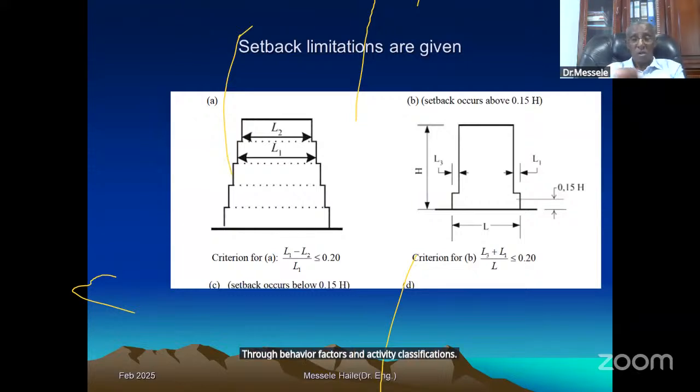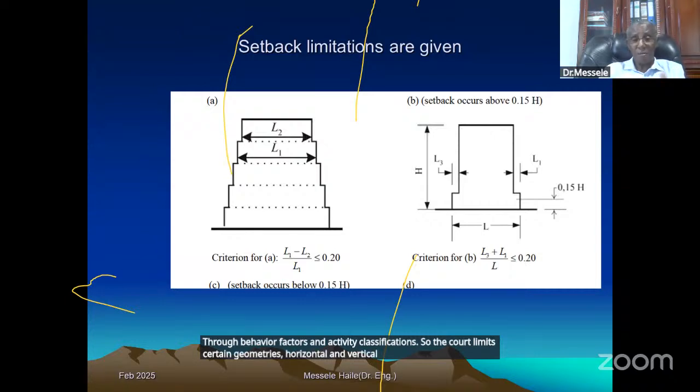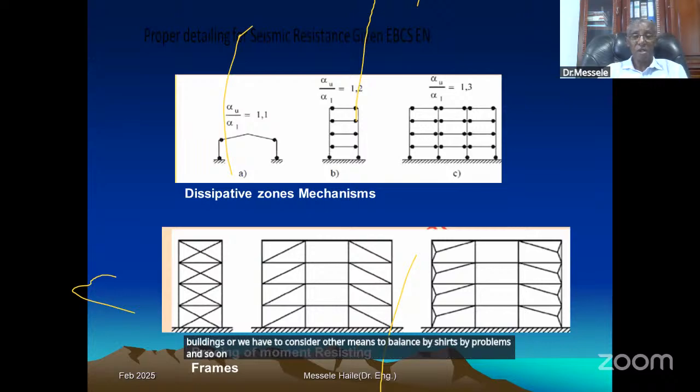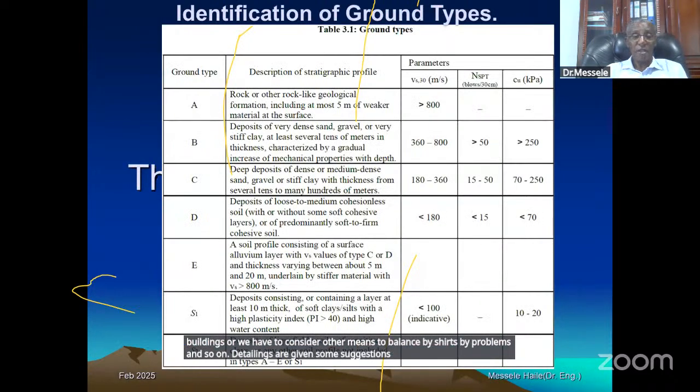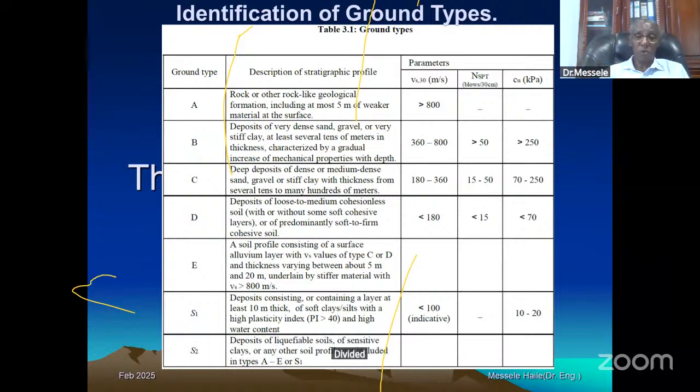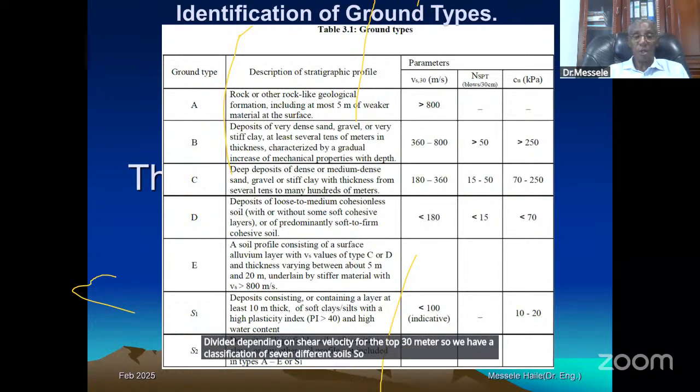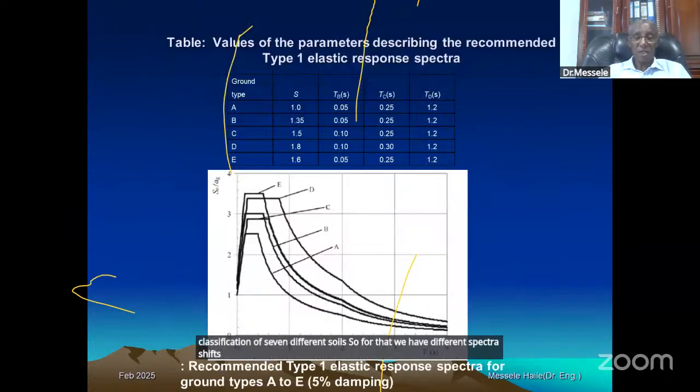So the code limits certain geometries, horizontal and vertical. This is very simple, but it's very, very important. We cannot use these code methods for irregular buildings, or we have to consider other means to balance by shear walls, by columns, and so on. Detailings are given. The soils are divided depending on shear wave velocity for the top 30 meters. So we have a classification of 7 different soils. For that, we have different spectral shapes whose values are determined. Our job was to determine these local parameters.